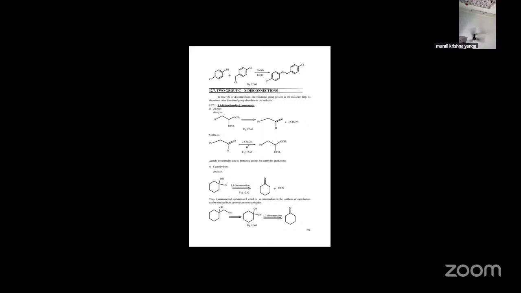These target molecules undergo disconnection. An example is given here: acetal. This acetal undergoes disconnection to give the aldehyde and methanol. The second example is alpha-hydroxy cyano compounds, cyanohydrins. When cyanohydrins undergo 1,1 disconnection, they give carbonyl compounds and hydrocyanic acid. Some examples are given below.